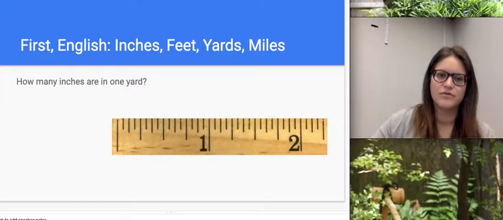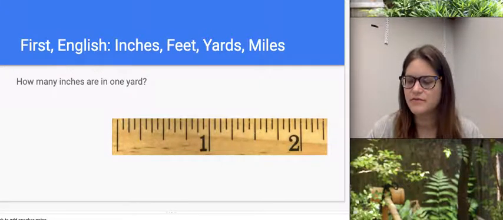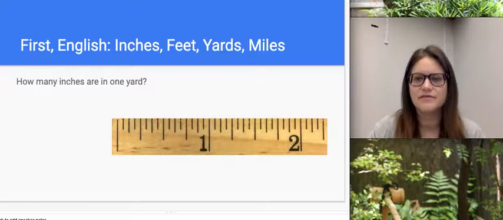And then I have a question for you, and that is how many inches are in 1 yard? So see if you can figure out, based on the inches in a foot and how many feet are in a yard, how many inches would be in 1 yard.